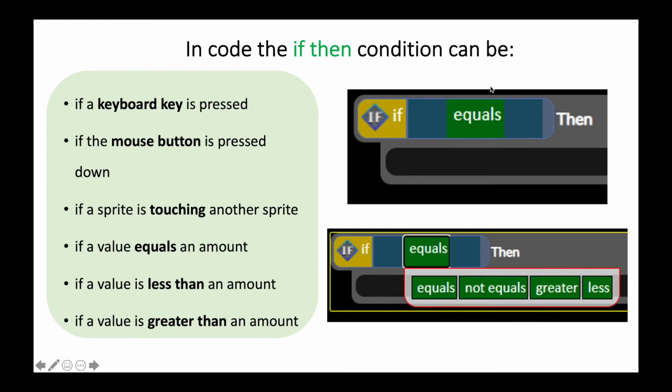So on Purple Mash, it looks something like this. If something equals something else, then you can run this code. And you can see that it's indented. That means it will only happen if the if statement is true.